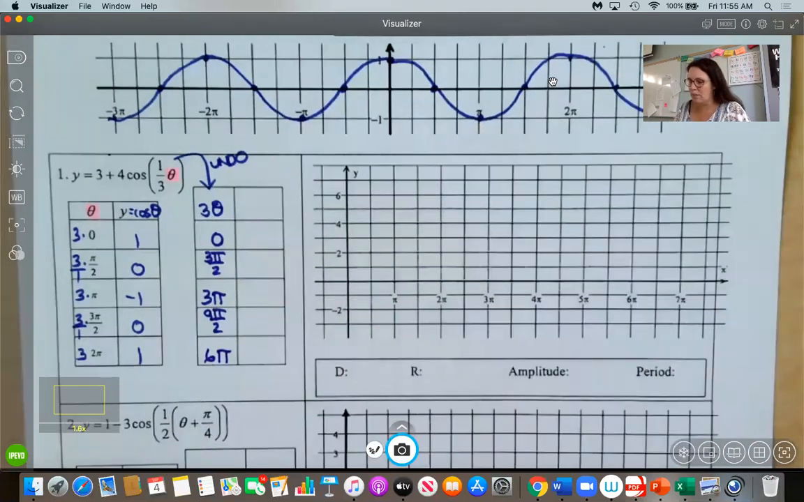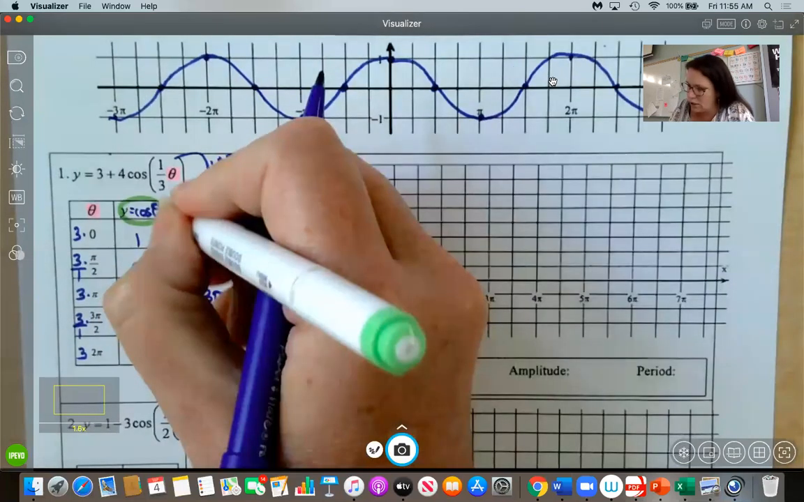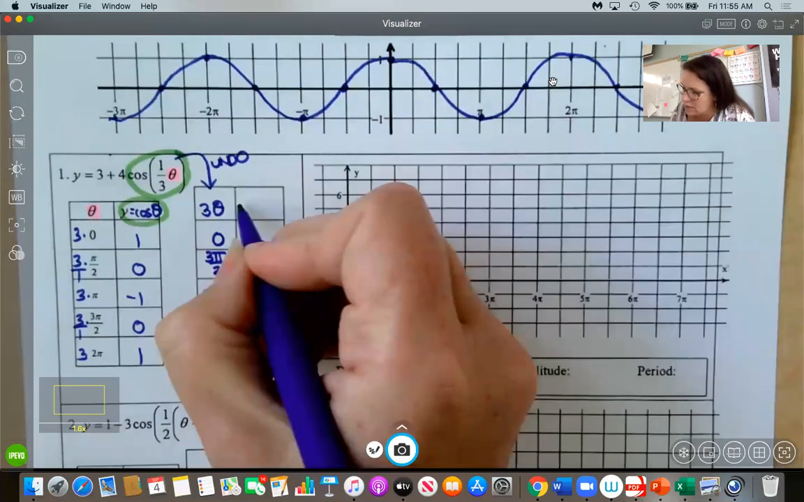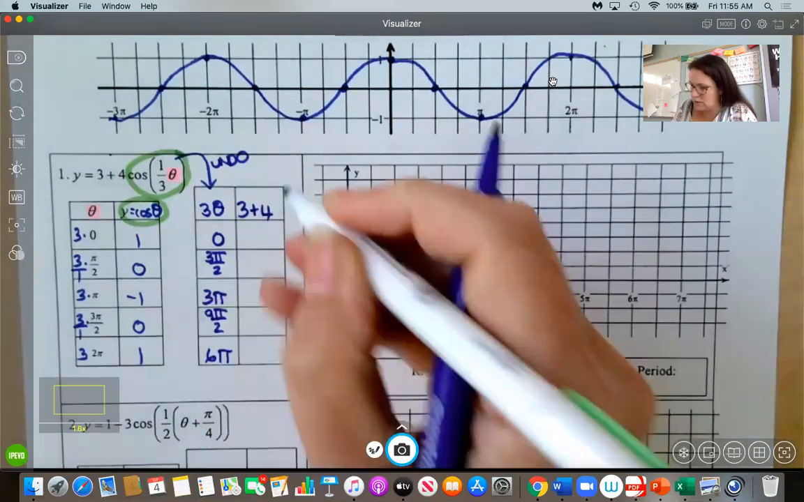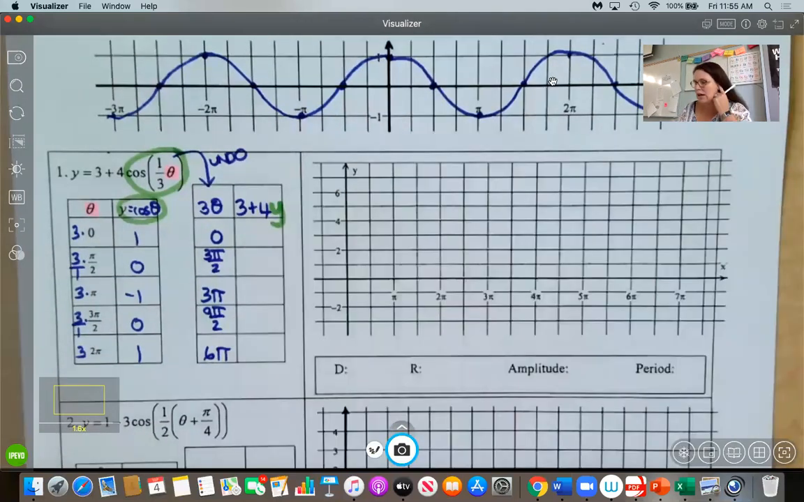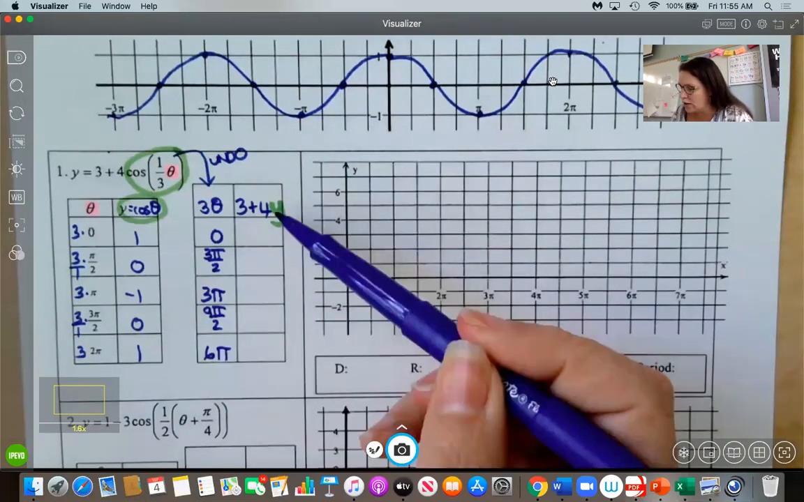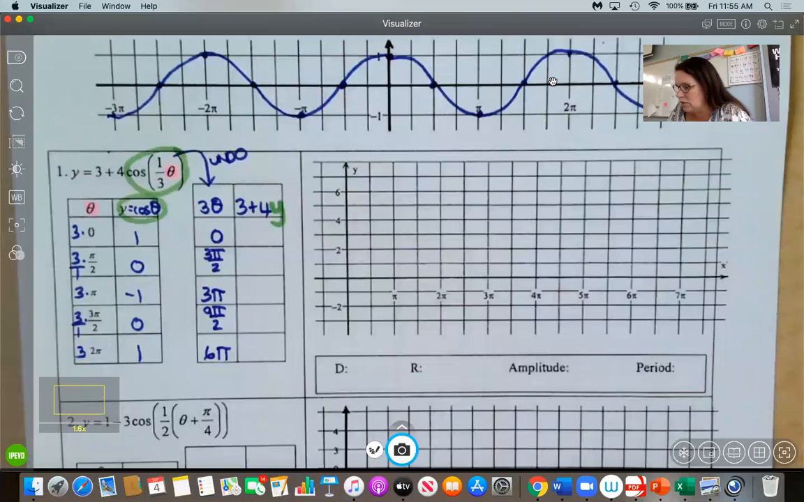Then you're going to look at your output. Your output is the cosine. What are you changing about your output? You're taking 3 plus 4 times whatever your output was before. And so you can simply take these outputs that you've already figured out and substitute them in here and transform your outputs using this expression.